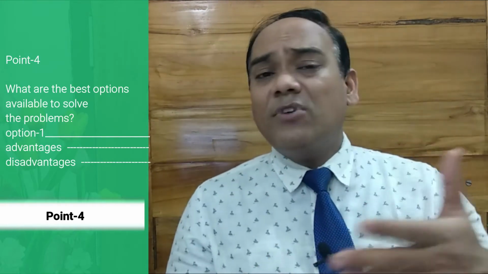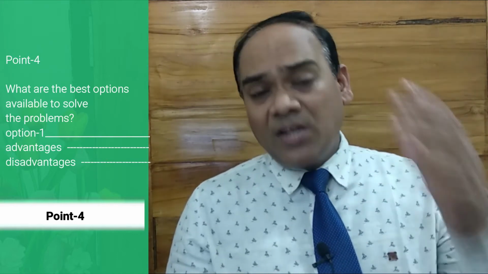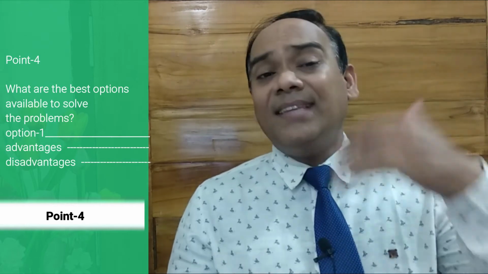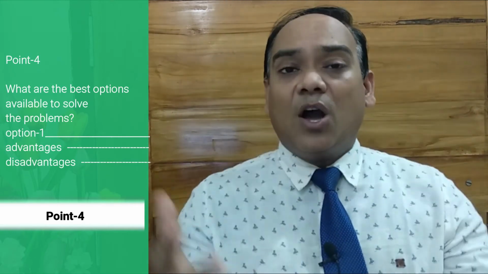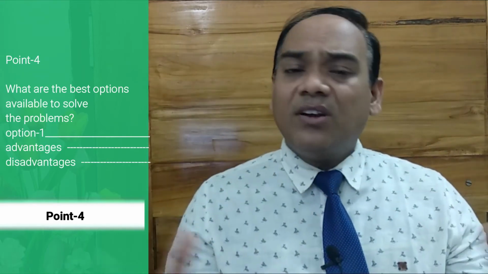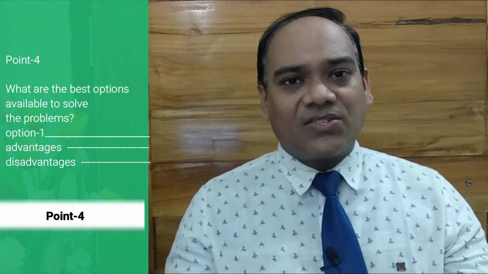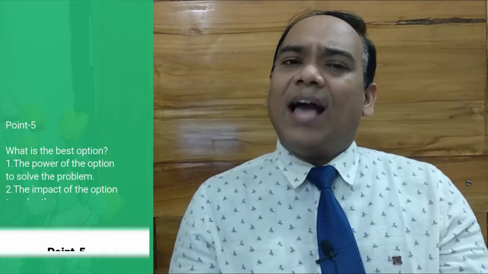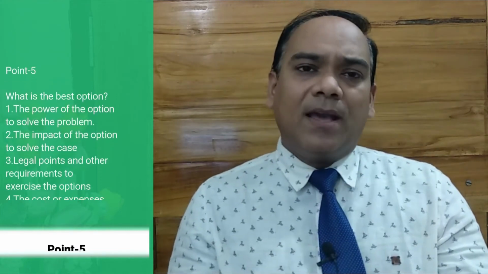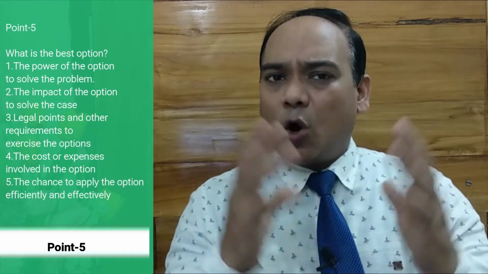So when you are looking for the best options available to solve a case, understand the options you are providing and their advantages and disadvantages. Only providing the options won't help. The advantages and possible disadvantages should be highlighted to ensure a holistic approach to case analysis. Next, among the options you have provided, what is the best option? The best option will always be the most powerful option to solve the problem. If the power of the option is good, then you can solve the problem. Identify how powerful that option is.